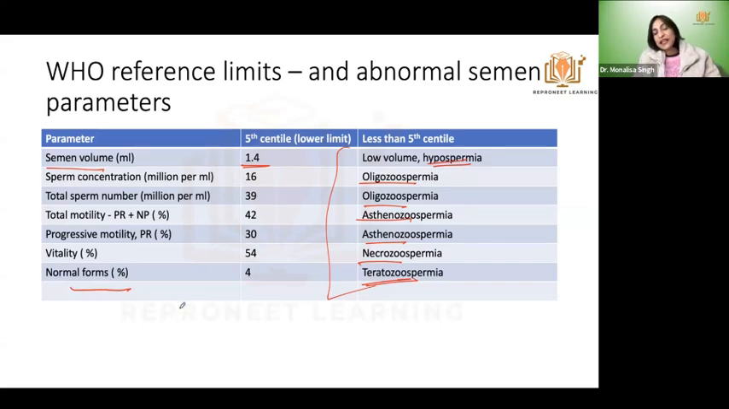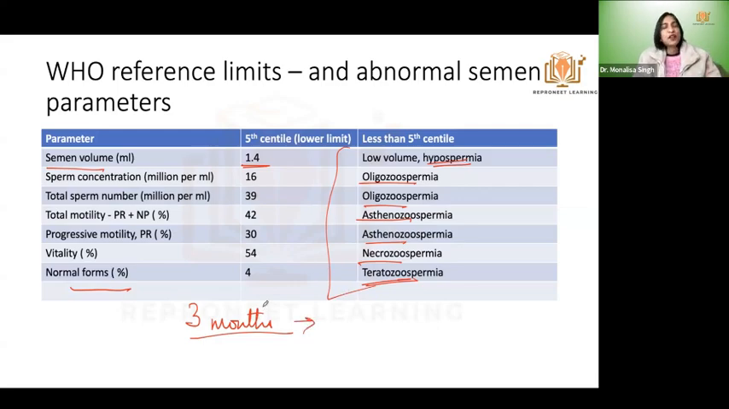So what we do, each cycle of spermatogenesis takes 3 months. So you wait for the other cycle. The severity is not much. And you're not going to do IUI, IVF, ICSI for borderline abnormalities. So you wait for months and repeat an analysis.